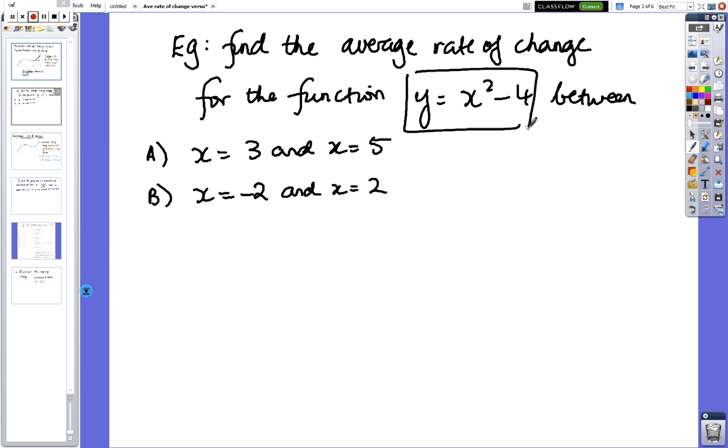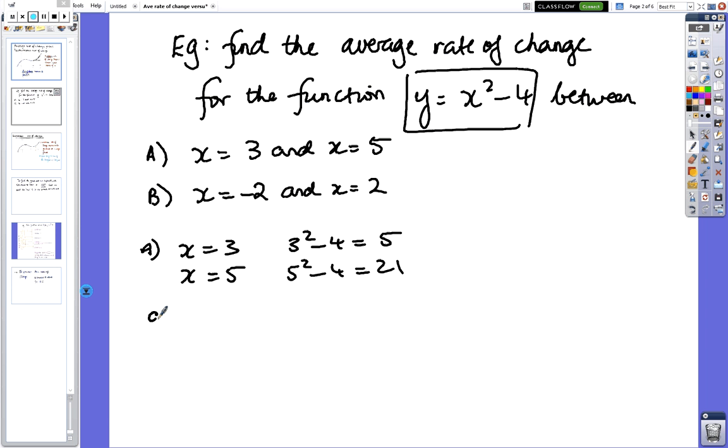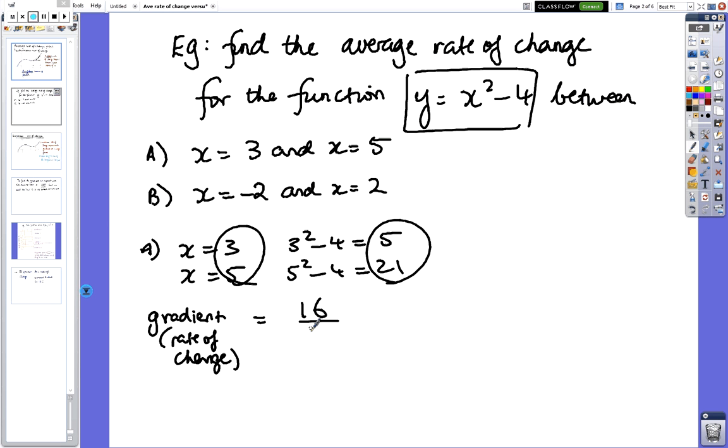So for the first one, when x equals 3 and when x equals 5, when we put 3 in, we got 3 squared minus 4 equals 5, and 5 squared minus 4 equals 21. So the gradient, which is the rate of change, will be the rise. The difference between those numbers is 16, divided by the difference between those two numbers, which is 2. So the average rate of change is 8. So it's increasing at an average of 8.